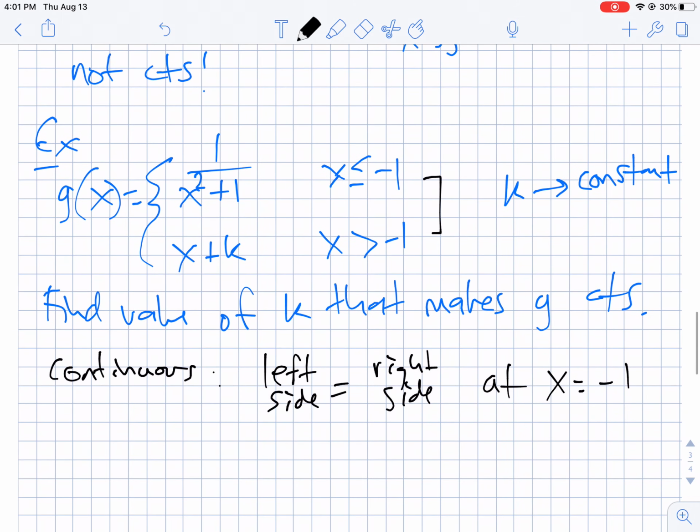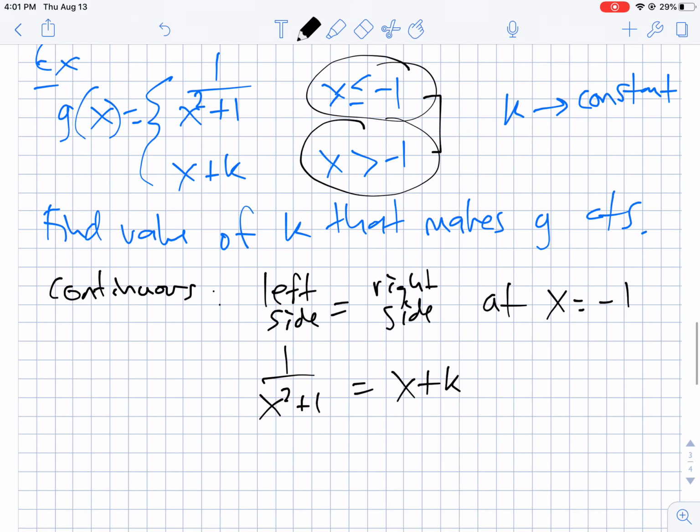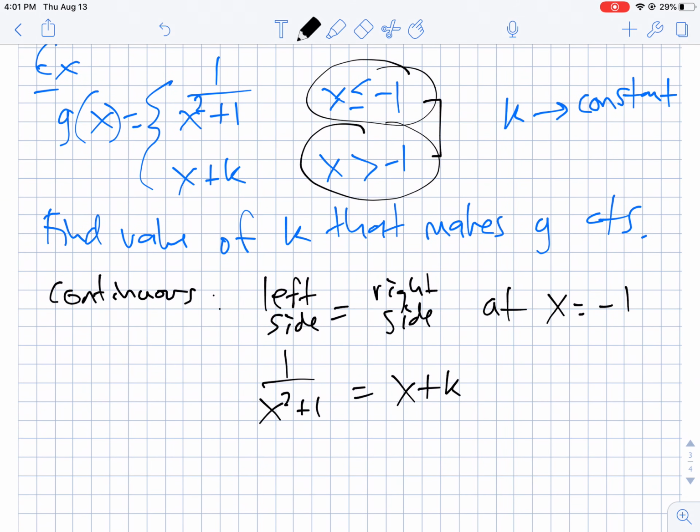The left side there is 1 over x squared plus 1. So we want that to equal x plus k. We need the left side equaling the right side. But you might get a little flustered because you have x and k. Remember, we're just looking at what happens at that one transition point. So -1 is where we switch from the top equation to the bottom equation. I need the two sides to be equal at -1.